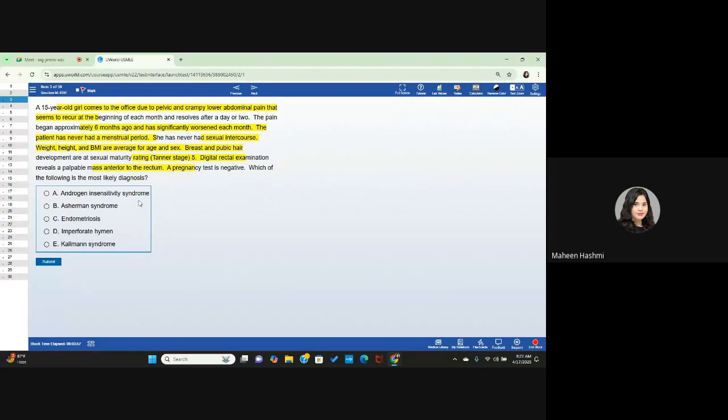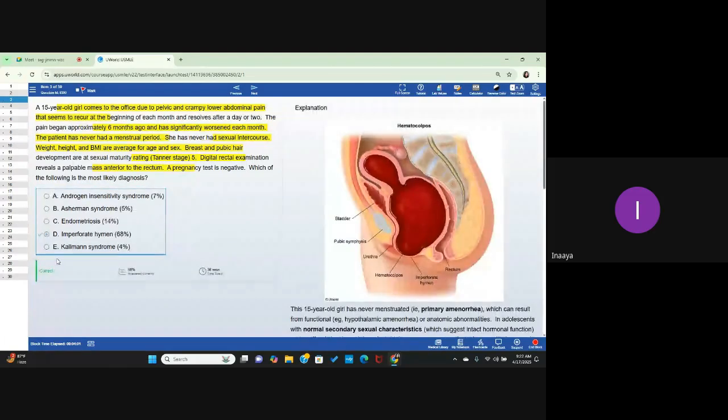The diagnosis is very easy. What's happening? Imperforate hymen. Exactly. Why? Because first of all, there is a mass. Second thing, everything else is normal. So two things: everything else is normal, and number two, there's a certain mass that they're referring to.